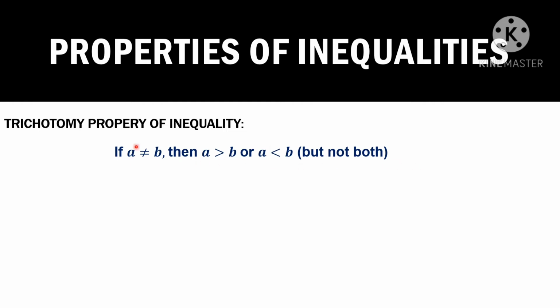So, ibig sabihin, pag sinabi natin na si A ay hindi equal kay B, so ang posibilidad noon na si A maaaring malaki ang value kay B, o di kaya si A ay maliit ang value kaysa kay B. Pero hindi pwedeng pareho itong dalawang statement. Isa lang doon ang magiging tama. That is what we call trichotomy property of inequality.